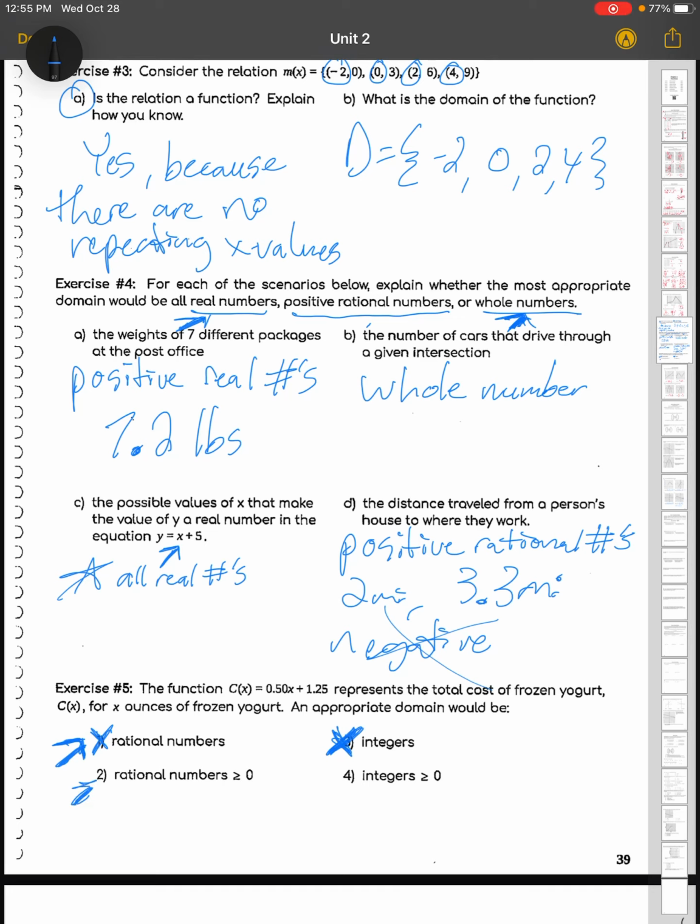Rational numbers greater than 0 and integers greater than or equal to 0 seem like viable options, but integers only include our counting numbers, 1, 2, 3, 4, 5, and so on and so forth. Rational numbers allows us to get that decimal. So we could have something that's 2.7 ounces. So the answer here would be rational numbers greater than 0.